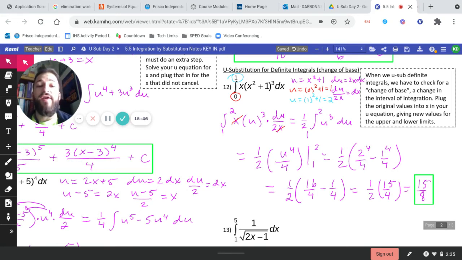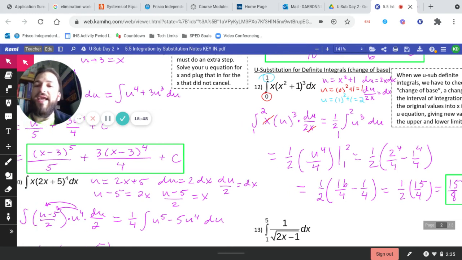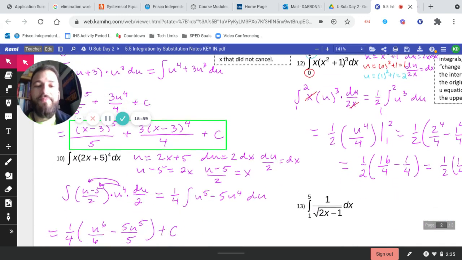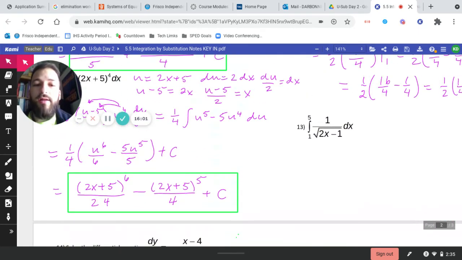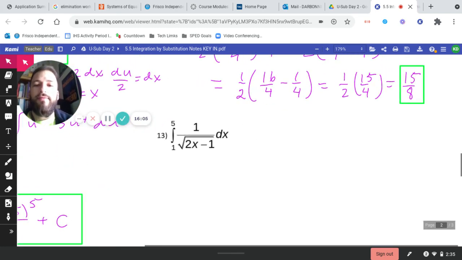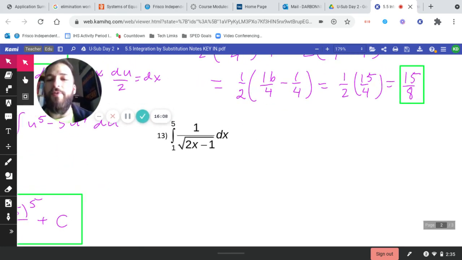Technically, you could have U substitution with a change of base and also where x does not cancel. You could get both of those in the same problem, but unlikely because that's a pretty long, arduous, difficult U substitution. But we'll do one more together. I won't make y'all do another one by yourself.